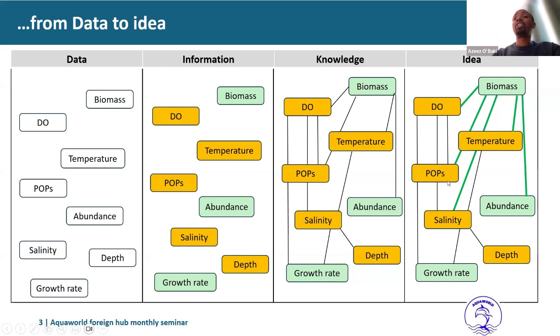For instance, when we are looking at the influence of these parameters on biomass, we may determine that, oh, maybe dissolved oxygen is having an impact. So from this, we have the idea. And if we want to conserve a particular thing in the marine environment or in the aquatic environment, we know where we can focus our energy because we have the idea of what is going on in the environment.